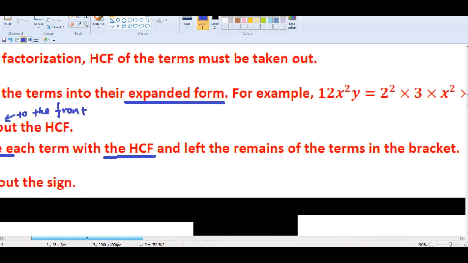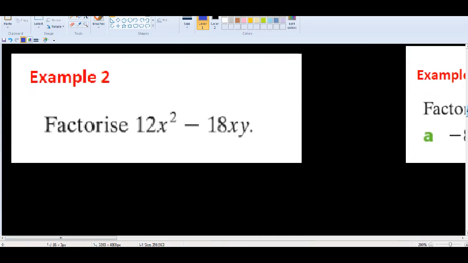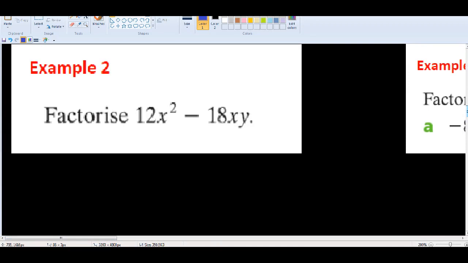I'm going to show you an example of what this means. Always be careful about the sign, I mean the positive and negative. So let's have a look at this question. First of all, let's find the HCF.